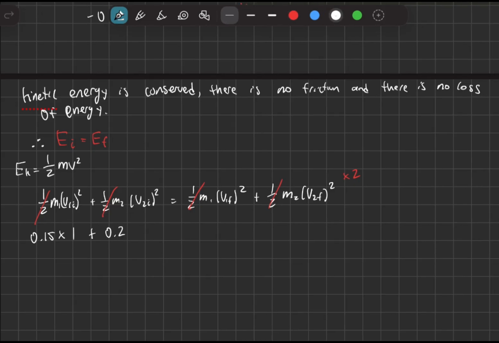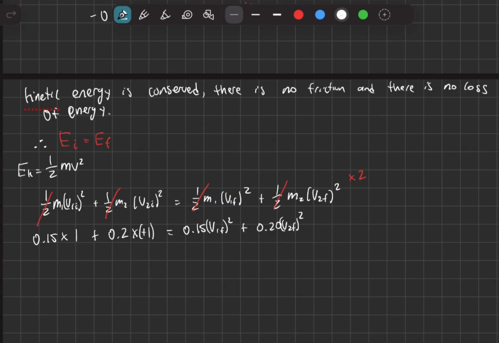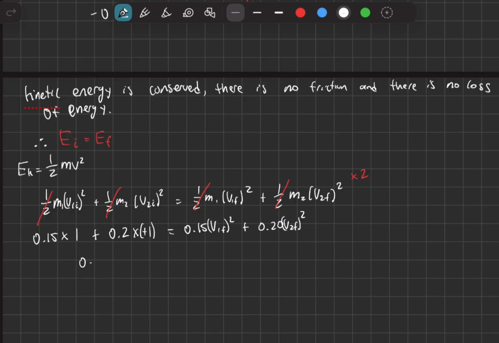We can now plug in our values, and there we have our second equation. Now that we have two equations and two unknowns, we can isolate for one of the variables in one equation and plug it back into our second equation. We do this to get one equation in terms of one variable and one unknown.